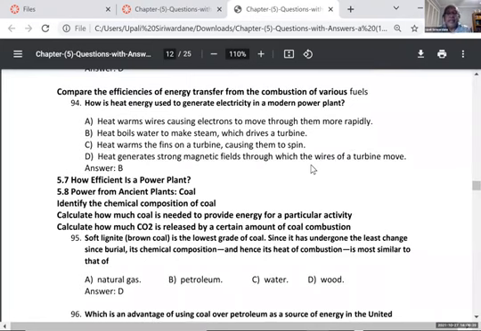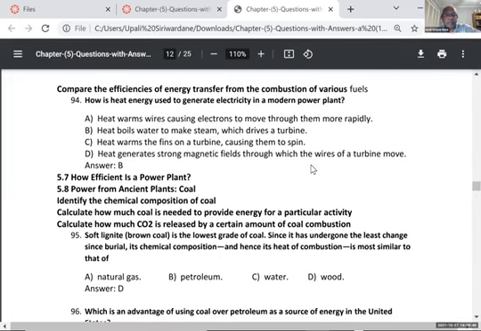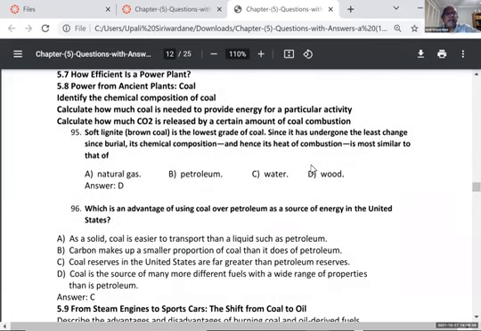How is heat energy converted to electricity in a modern power plant? Heat boils water to make steam, which drives a turbine. That is the correct answer. All others are not correct. So the efficiency of a power plant and these ideas we're going to talk about in 95.